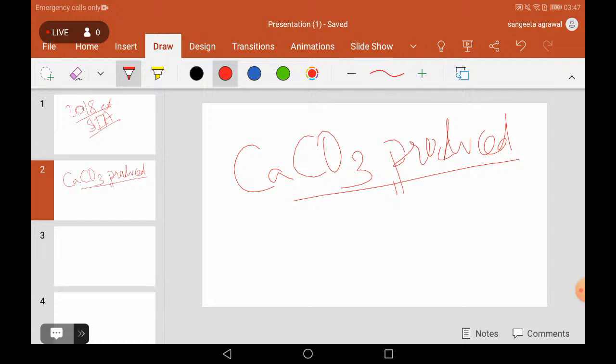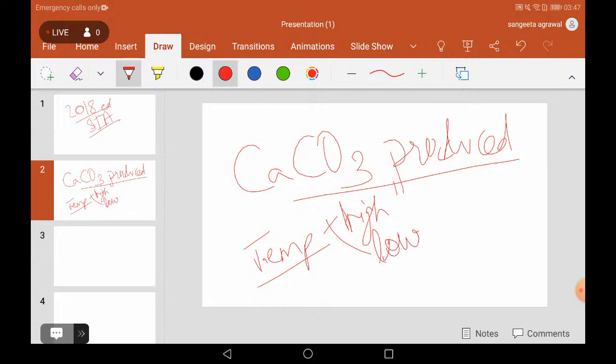Okay. Causes of coral bleaching, I think everyone must be aware. Temperature is the major cause of coral bleaching. Temperature means both high and low. That is, extremes of temperature are harmful, both high and low. So extremes of temperatures are harmful for the coral reefs.